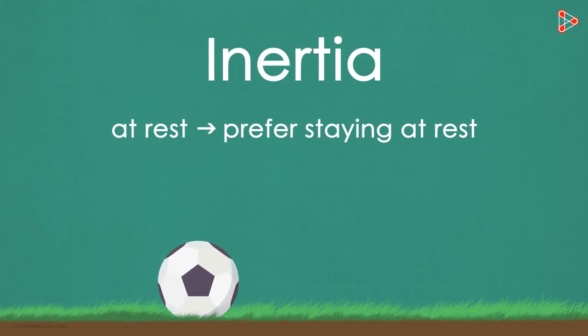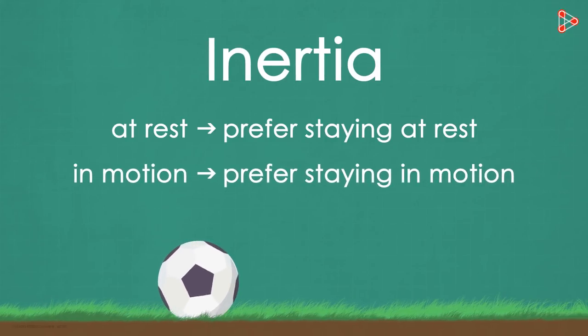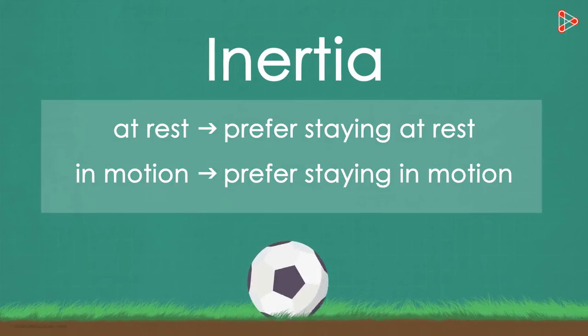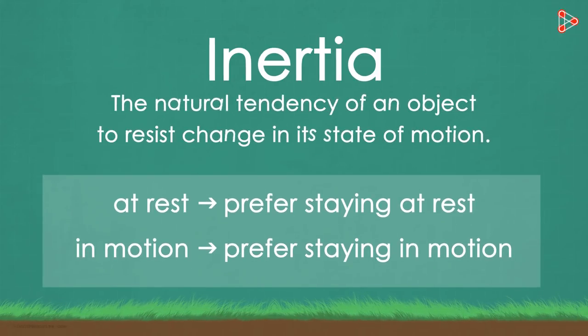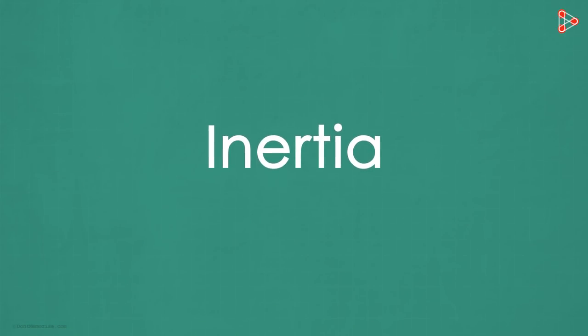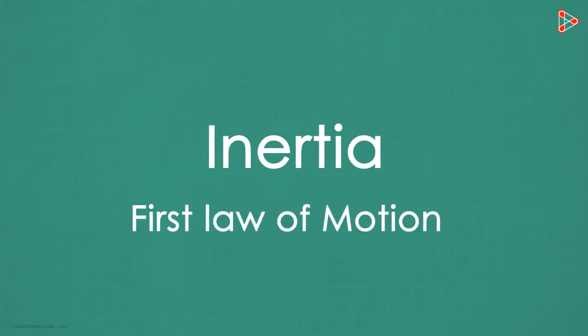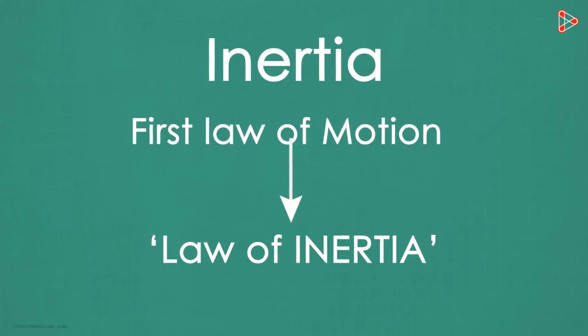If they are at rest, they would prefer staying at rest, and if they are moving at a constant velocity, they would want to continue doing so. This tendency of objects is called nothing but inertia. It's the natural tendency of an object to resist change in its state of motion. Yes, you already knew what inertia is. And yes, Newton's first law of motion is also called the law of inertia.